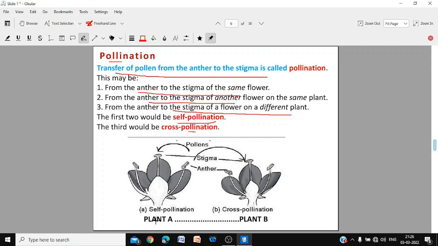We have two plants, plant A, plant B. When from the anther, the pollen grains are transferred to the pistil of the same flower, it would be self-pollination. When they are transferred to a different flower, from the anther to the stigma of a different flower on a different plant, then that would be cross-pollination.